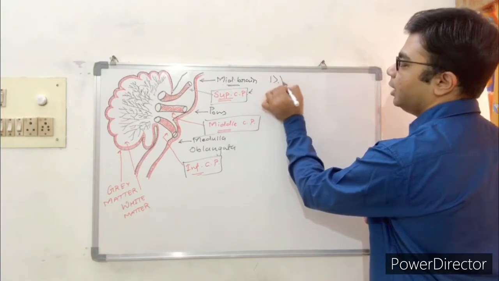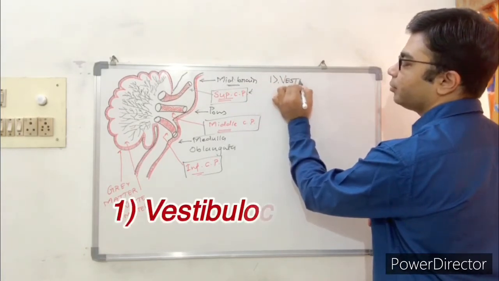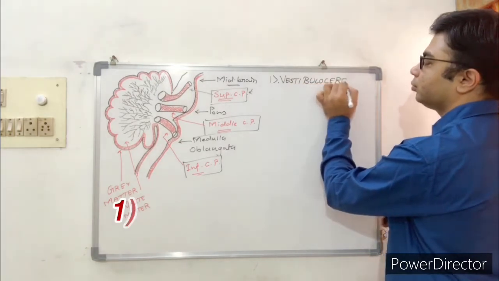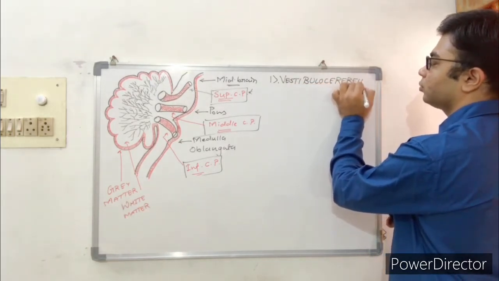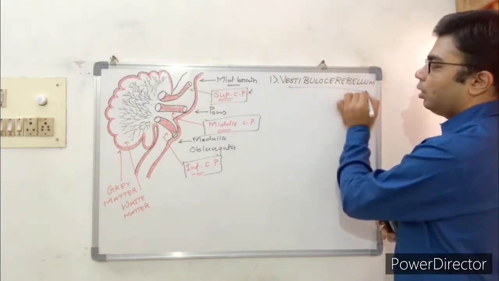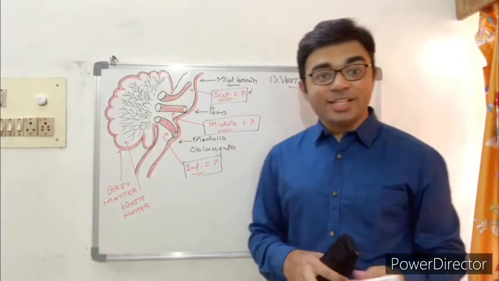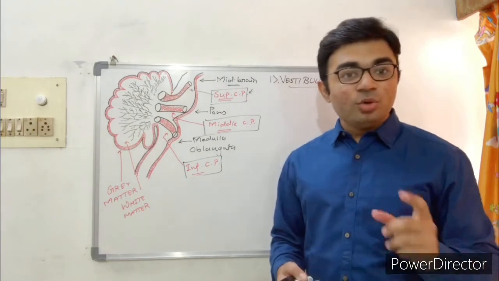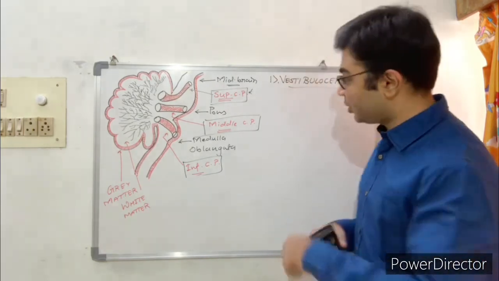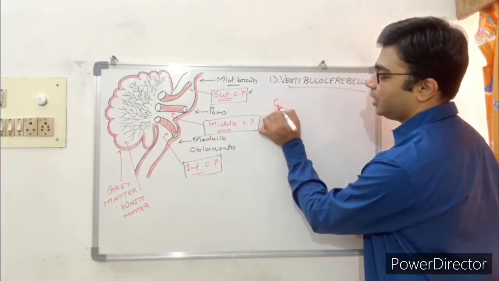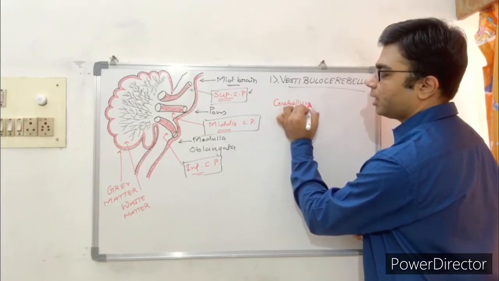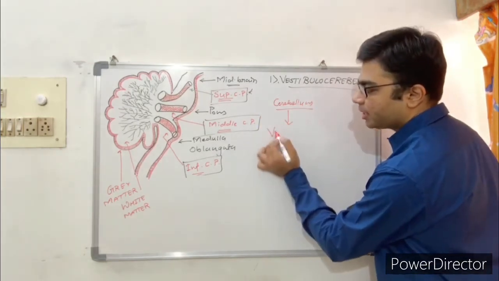First, let us start with the vestibulocerebellum. So vestibulocerebellum, as the name suggests, it is connected with the vestibular apparatus. So there is a connection of the cerebellum with the vestibular apparatus.